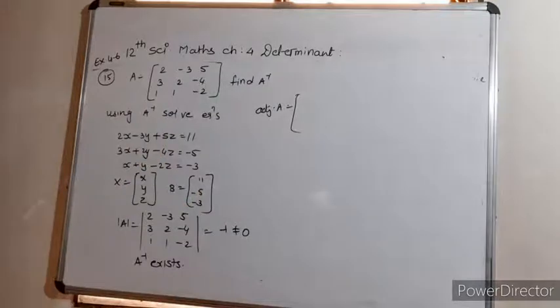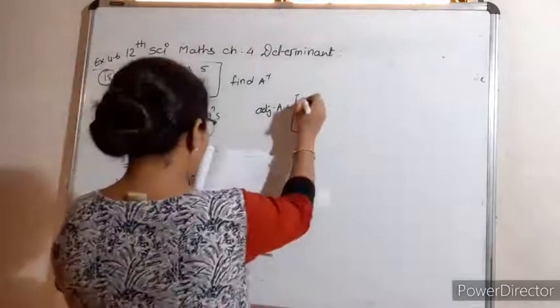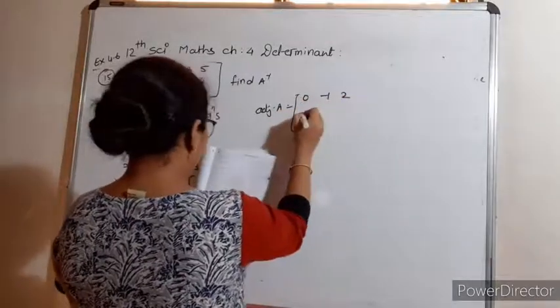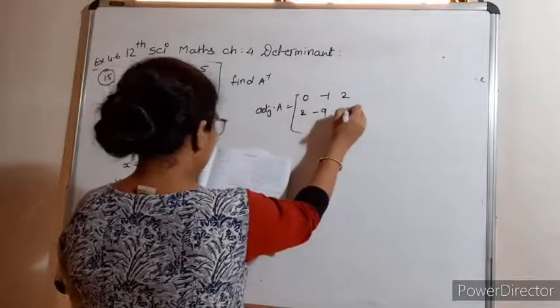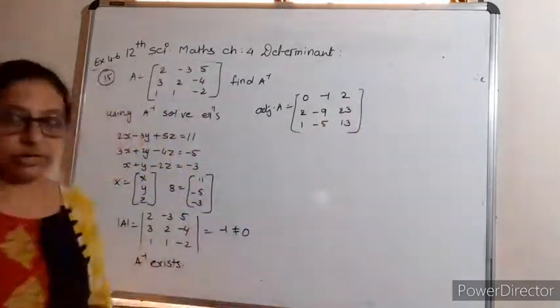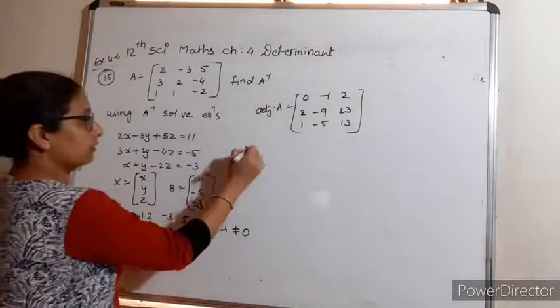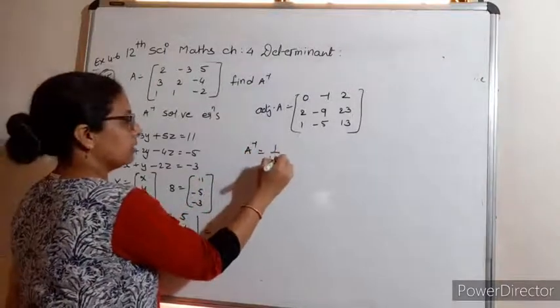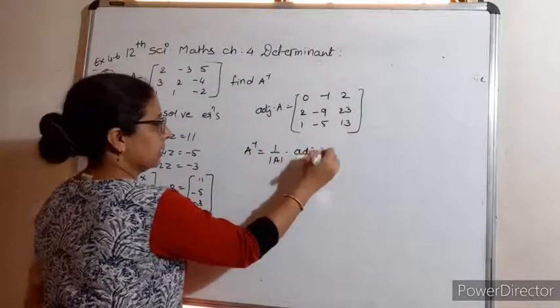So I will give you 2 minutes. Find out yourself the adjoint of A. So what is the adjoint of A? Do it yourself. I will write the direct answer. 0 minus 1, 2. 2 minus 9, 23. 1 minus 5, 13. That is our adjoint of A. Now we will write A inverse here.